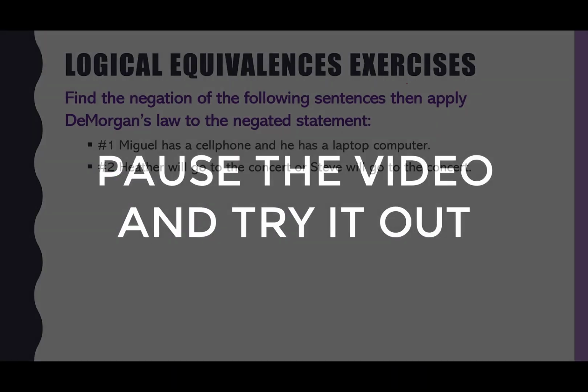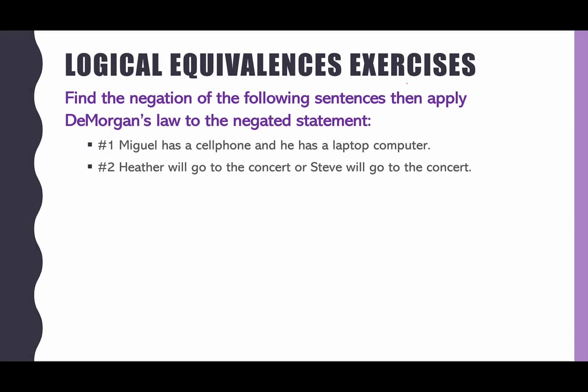To the whiteboards. So the assignment here, the whiteboard thing was, let's take the statement, number one, Miguel has a cell phone and he has a laptop, and then turn it into a negated statement.